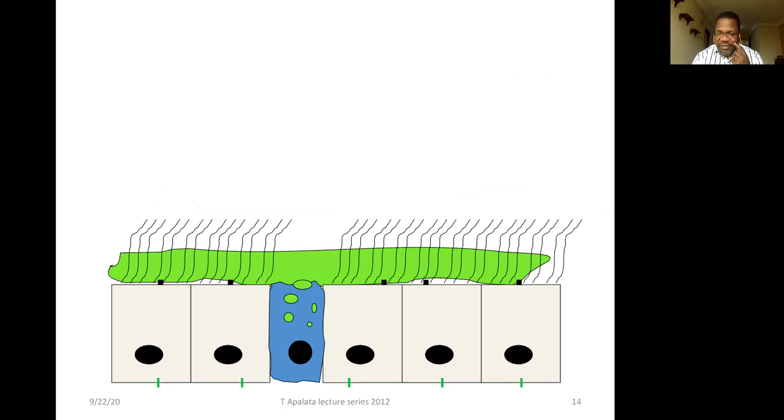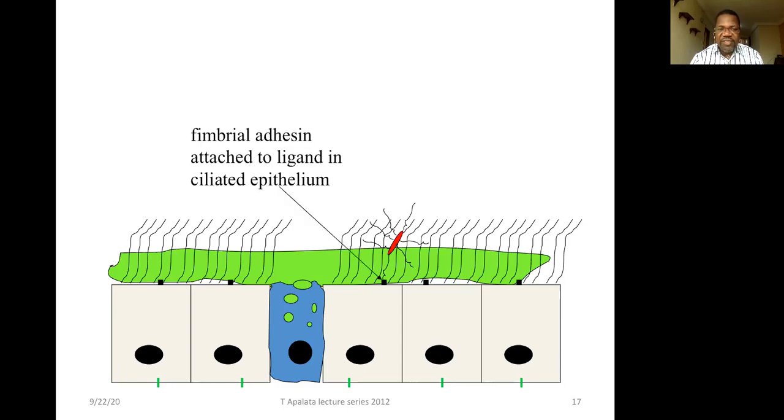So let's look at this. This is the epithelium lining of the respiratory tract. Now, let's say that you have a microorganism there that is moving, and we call that Haemophilus influenzae. It's trapped by the ciliated cells. Now, this is able to invade despite the mechanisms of resistance. It's able to invade because it has fimbriae, it has adhesins that are able to attach to the ligands of the ciliated epithelium. So it is able to invade this.